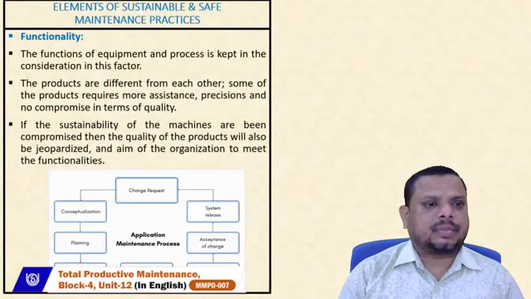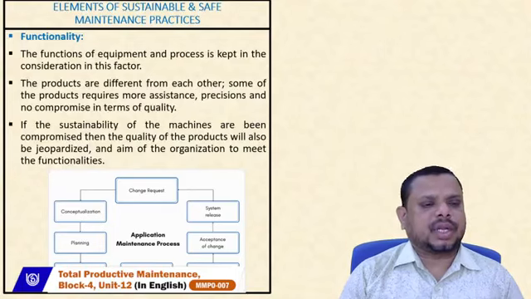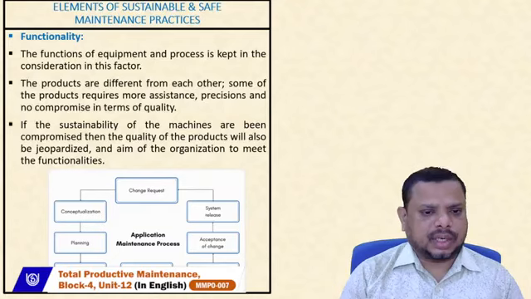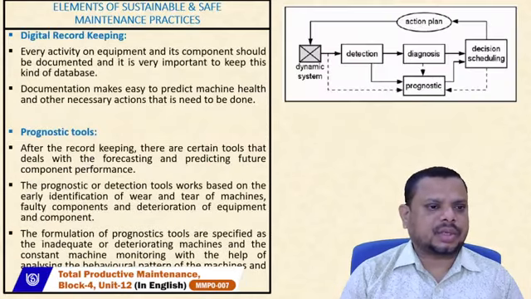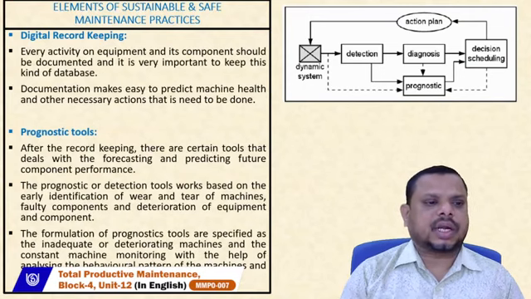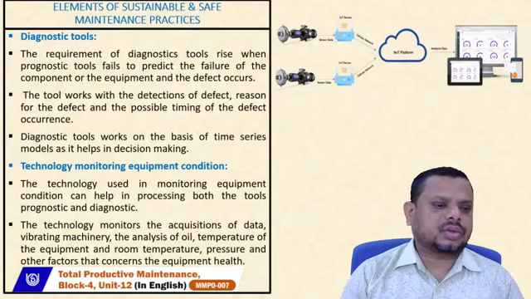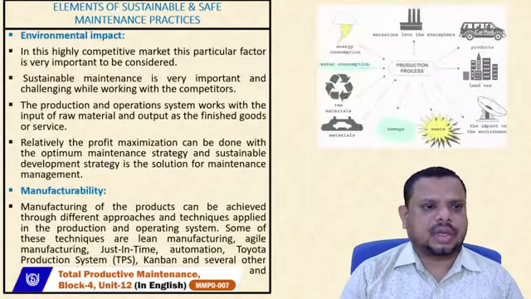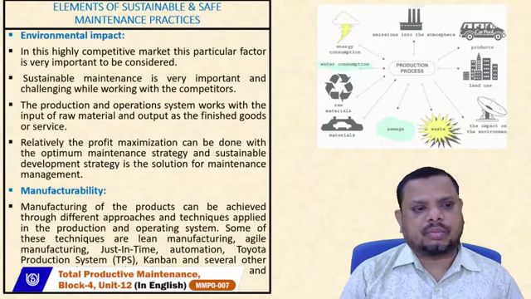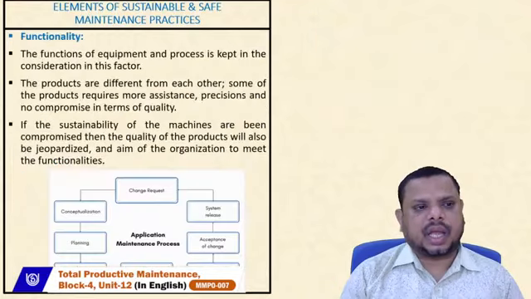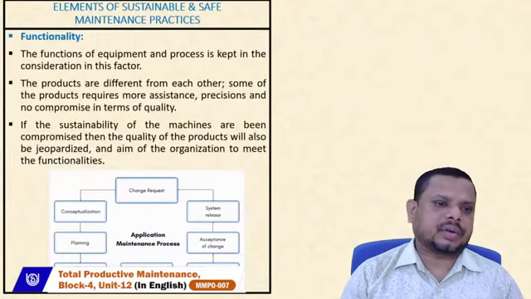So I repeat, in the case of the elements of sustainability, the first important part we have to understand is digital documents. The first one is digital record keeping. The second one is prognostic tools. The third one is diagnostic tools. The fourth one is technology for monitoring equipment conditions, and the fifth one is environmental impact. The sixth one is manufacturability, and the seventh one is functionalities.